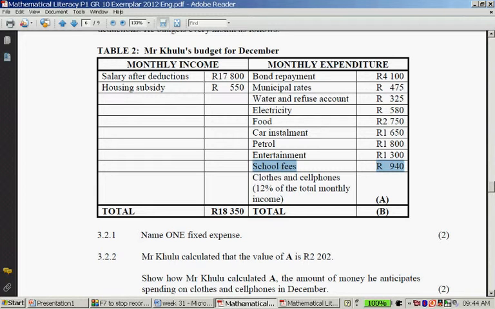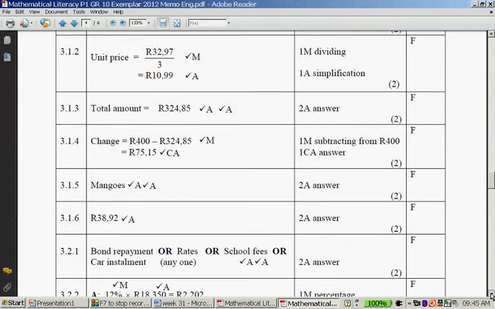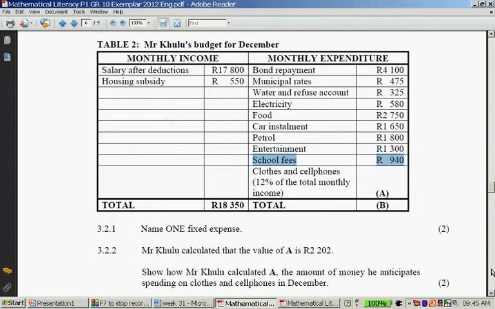Mr. Kulu calculated that the value of A is 2,202 rand. Show how Mr. Kulu calculated A, the amount of money he anticipates spending on clothes and cell phone in December. Okay, so what we do is we take 18,350 and times it by 12%. If we take 18,350 times 12%, we get 2,202 rand. Remember, if you don't have a percentage button on your calculator, times by 12 and divide by 100. Right, so that is the answer.